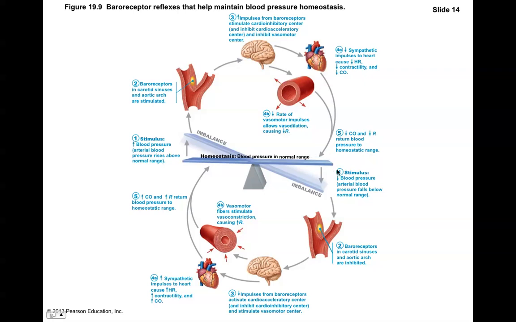And again, here's showing the opposite. The blood pressure drops, arterial blood pressure falls below normal. The baroreceptors, which they're showing right here in the carotid sinus, are inhibited. So the decreased impulses from baroreceptors are activating the cardioacceleratory center. This will increase sympathetic impulses to the heart, increasing heart rate, increasing contractility, and therefore cardiac output. And then you have increased cardiac output, increasing resistance, which brings that blood pressure back up to normal.